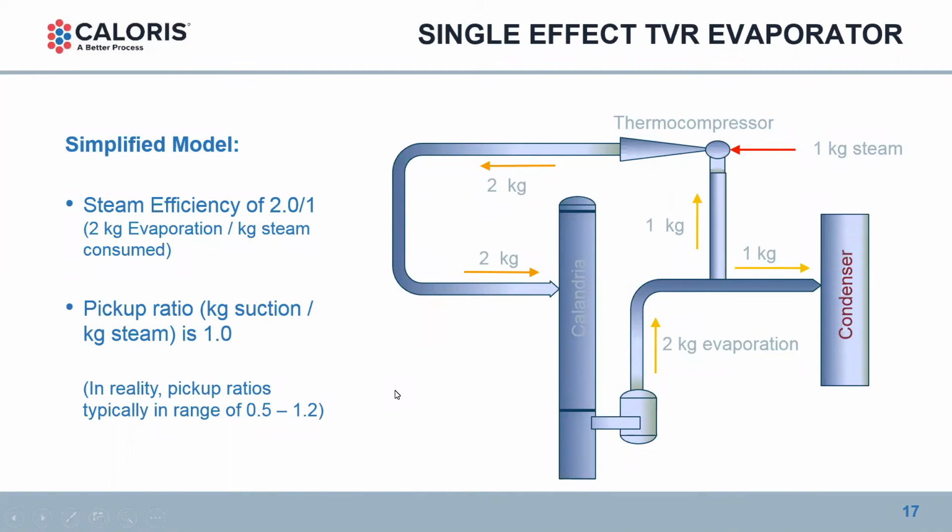And the terminology I'll be using is steam efficiency of 2-to-1, and a pickup ratio of 1-to-1. That's the suction vapor divided by the steam flow. It's common that we are typically dealing in pickup ratios of 0.5 to 1.2. And you'll see later in the presentation where that may become a concern in some cases.